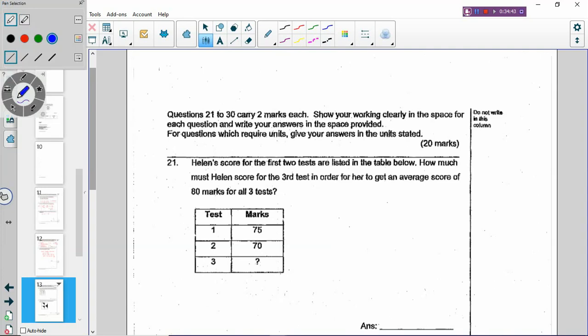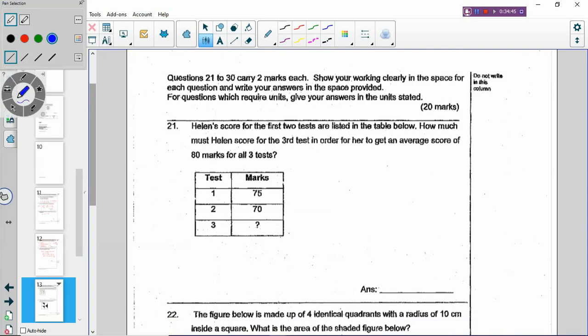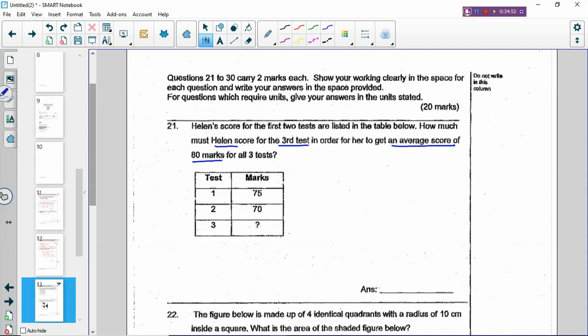Now, Helen's scores for the first 2 tests are listed in the table. So how much must Helen score for the third test in order to get an average score of 80 marks for all the 3 tests? Now, this is an average problem. When you see average, the first thing you can think about is, can you find the total? You take the average, which is 80, multiplied by how many tests, and you get the total marks, which is 240. So a very important lesson here: if you see an average problem, think about whether you can find the total.